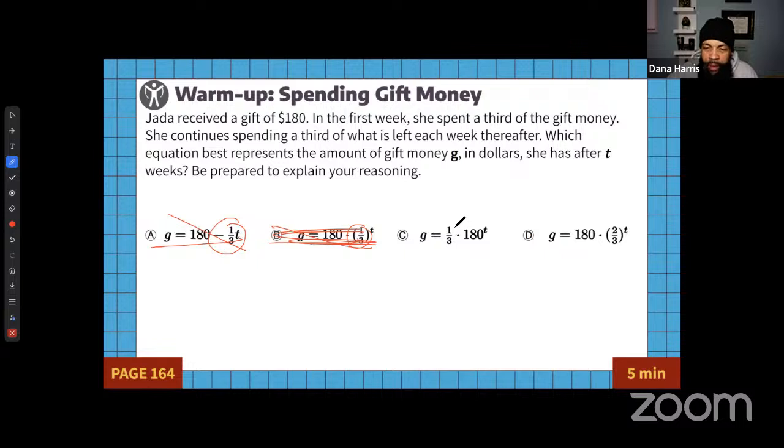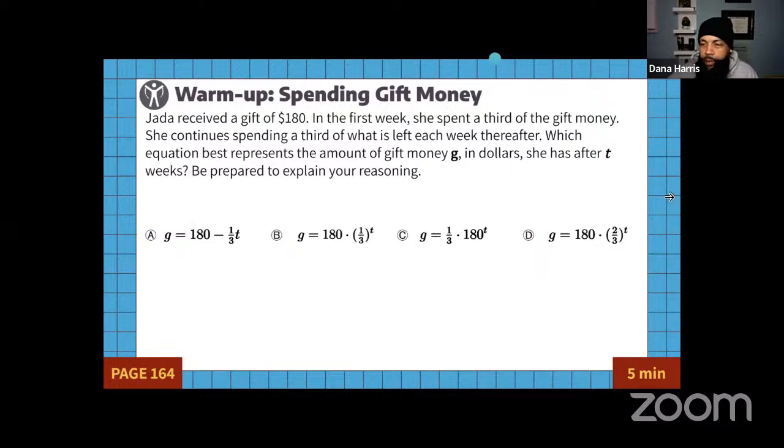C, the initial value is incorrect. This is basically showing that she starts with 1/3, and then it's multiplied. So that's not it. D is correct because the initial value is 180. The growth factor is 2/3 because she's spending 1/3 of the money every week, and then 2/3 of it is left, and then we multiply that exponentially. All right, let's go to the next one.